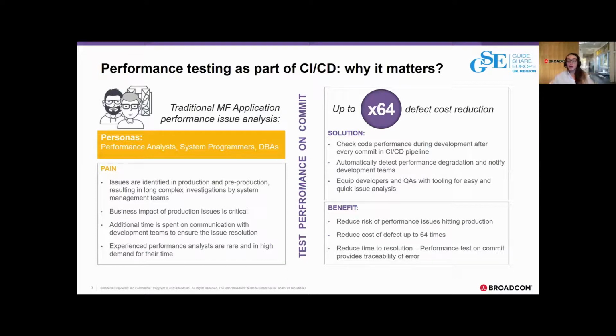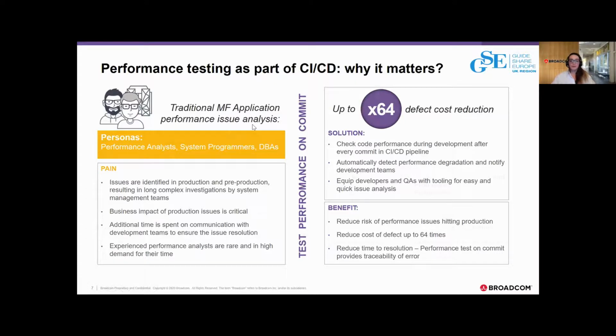And according to the studies, if you try to identify issues earlier in the life cycle of the application, meaning during development, and test performance on every commit, which means on every application change, you do some portion of testing, or at least you check the performance metrics during, for example, your functional test. So if you do that, as compared to finding an issue in production, it can reduce the overall cost of the issue resolution by up to 64 times altogether.